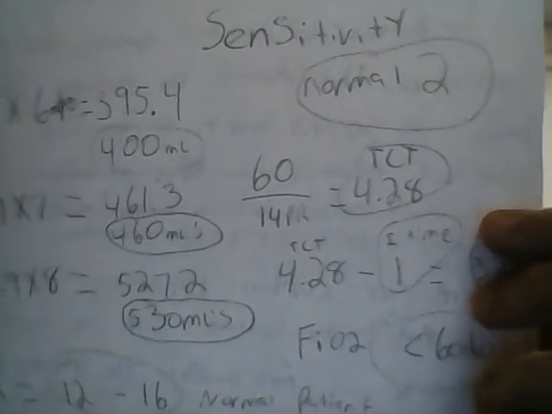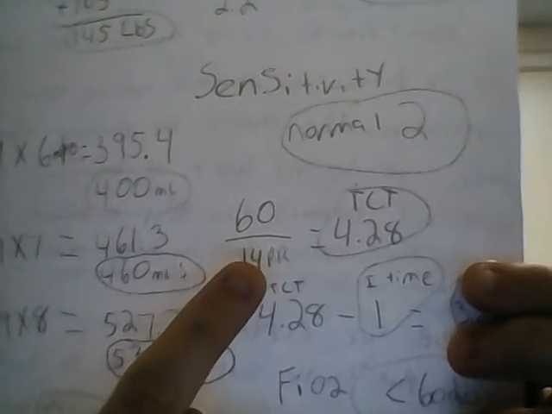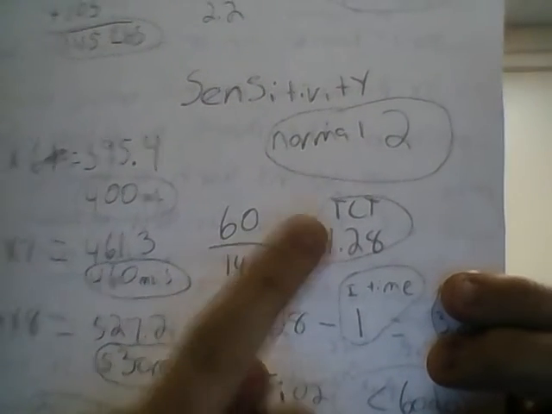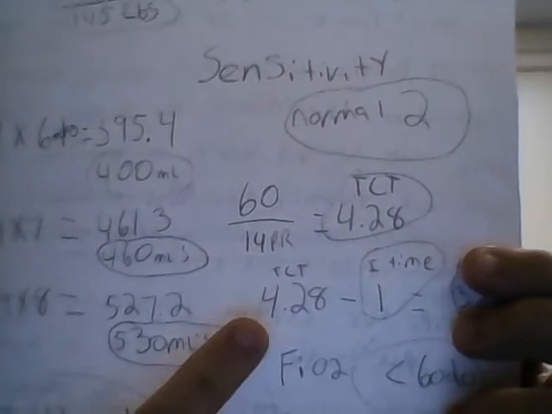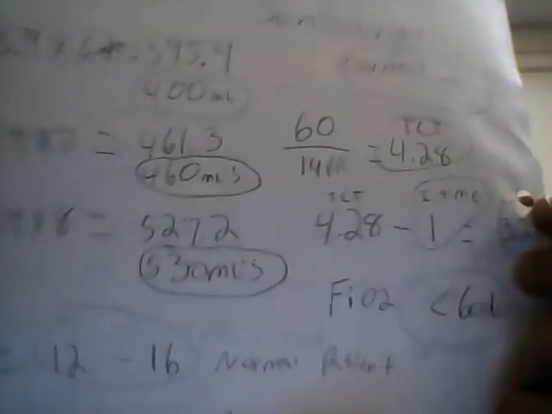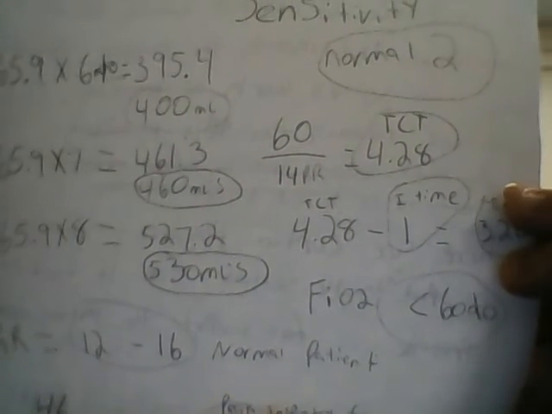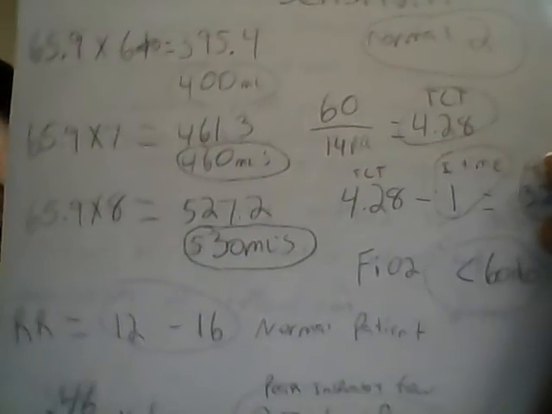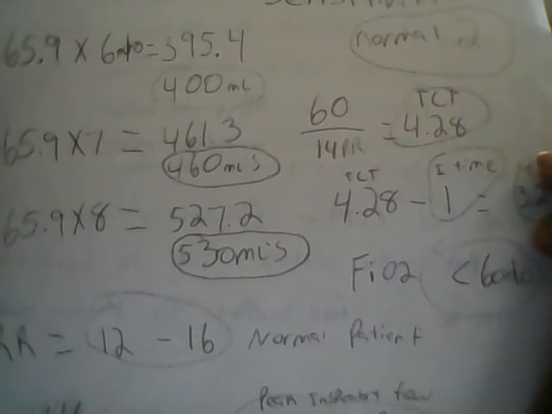To find out your inspiratory and expiratory IE ratio, you're going to do 60 seconds divided by 14 breaths, which equals your total cycle time. Then you would take your total cycle time minus your inspiratory time to get your expiratory time. FiO2 should always be less than 60% if possible. Your respiratory rate, you can choose anywhere between 12 to 16 breaths per minute.